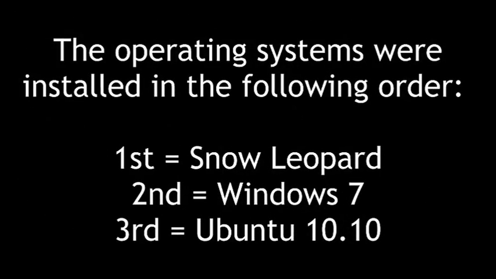The operating systems were installed in the following order. First, Snow Leopard. Second, Windows 7. Third, Ubuntu 10.10.